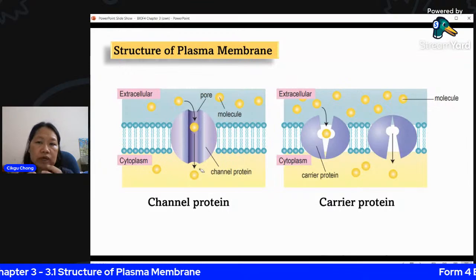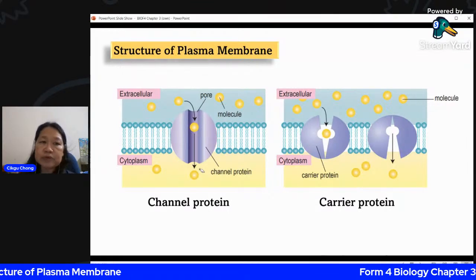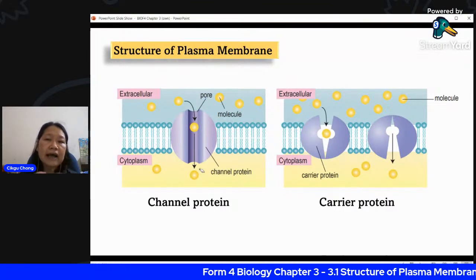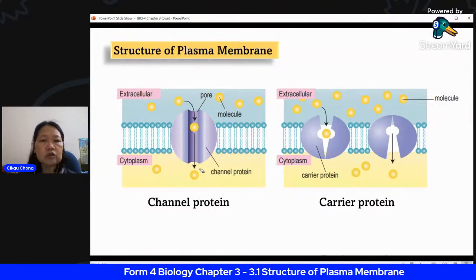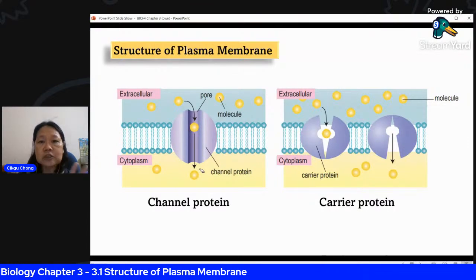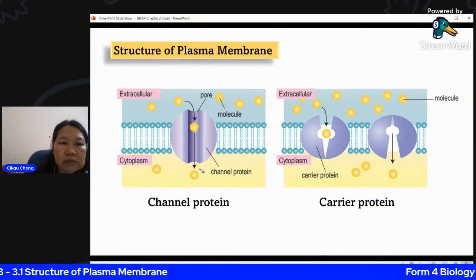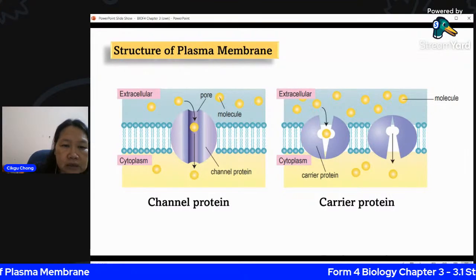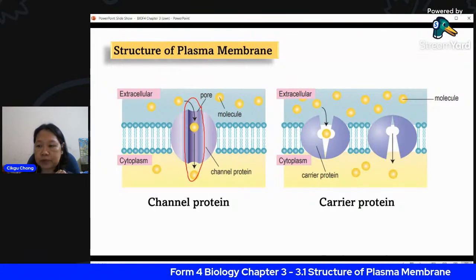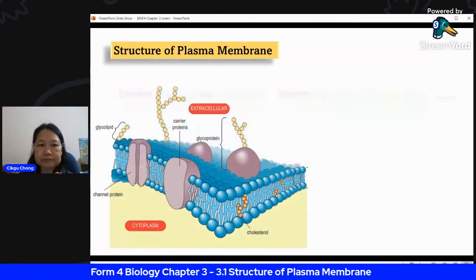So it's not always the pore facing this side. It could be the other side, all right, and then the structure will change or turn over, and then the molecule will be able to be transported in or out of the cell. All right, so this is how you recognize that. So you see when the pore is always open, this one, this is the channel protein. All right, okay, next one.